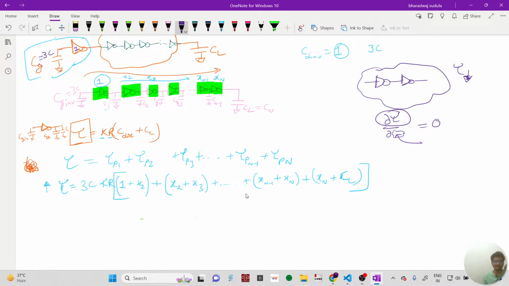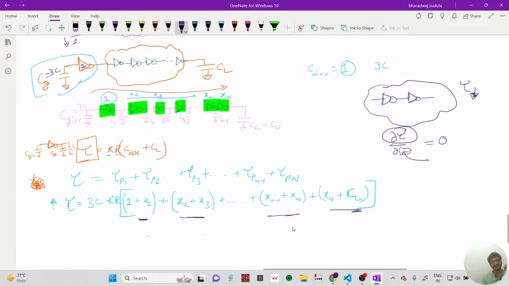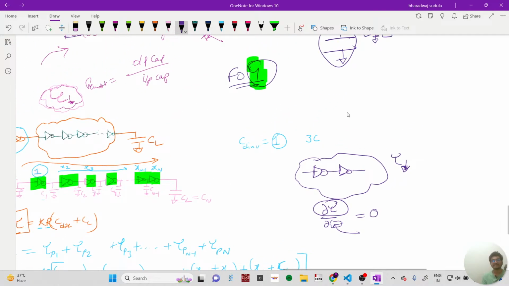If you observe, this first gate has x2, the second gate has x2 and x3, and so on, and this is xn minus 1, xn, CL. If you recap, the gamma that I mentioned is nothing but the diffusion cap to the input gate cap ratio. This is almost equal, the ratio comes out to be 1. In the sense, diffusion cap and gate cap are almost equal.